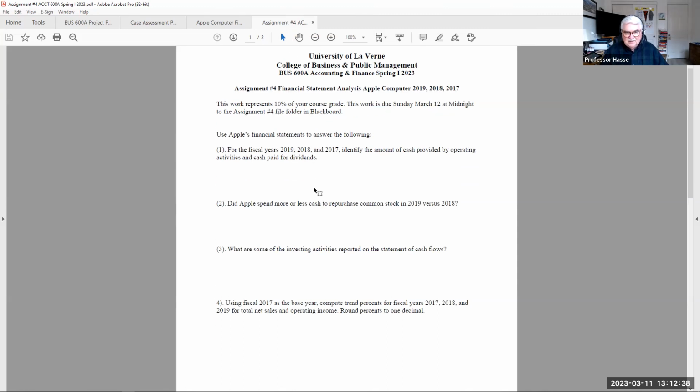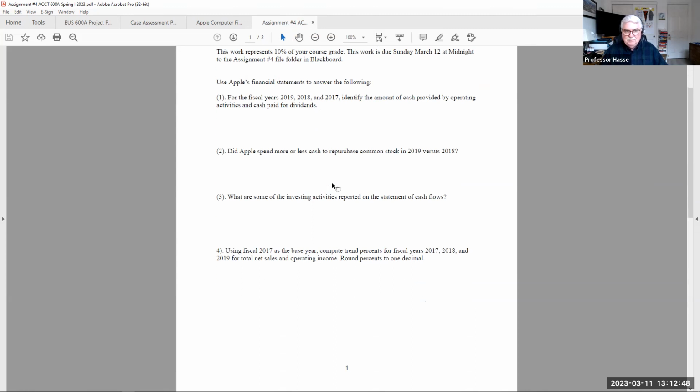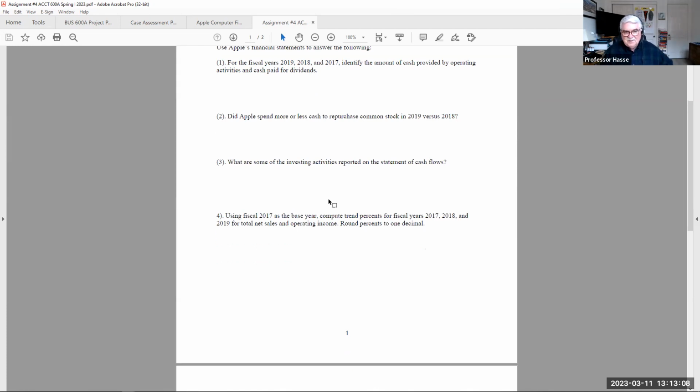Question 1, I'd like you to identify the amount of cash provided from operating activities on the cash flow statement, and how much cash did they pay out in dividends for those 3 years. Did Apple spend more or less to repurchase stock? And remember I said earlier, the reason why you have basic and diluted earnings per share is something happened to the amount of shares outstanding during the course of the year. Did they buy back stock? Did they issue more stock? That question is relevant to that one. What are some of the investing activities on cash flow? So go to the investment section, and what are they investing in?